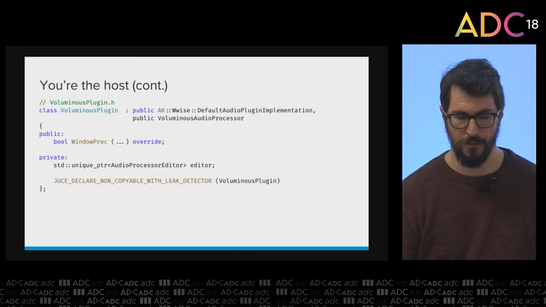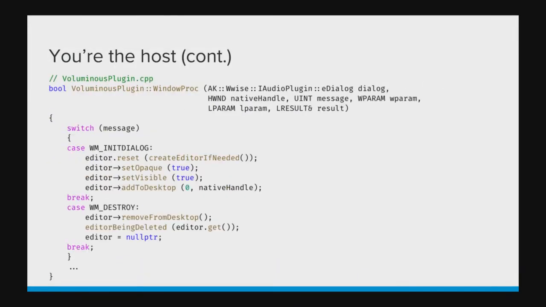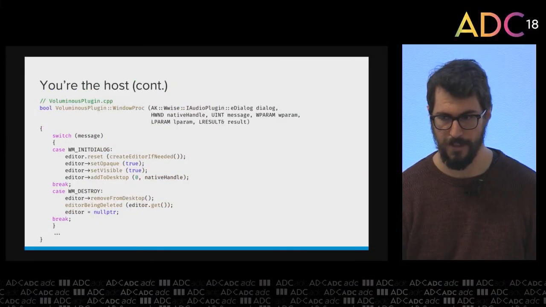And then you have to override the window proc so that you can create the editor and remove it when the plugin dialog is initialized and destroyed. So if you're familiar with Windows programming, you may have seen something like this. So here the messages are basically what you would expect from Win32 messages.